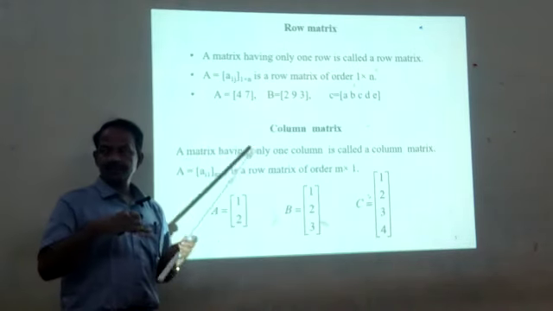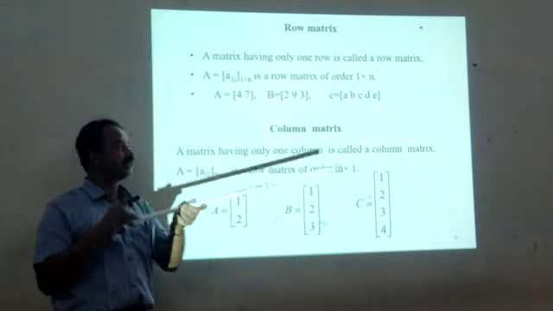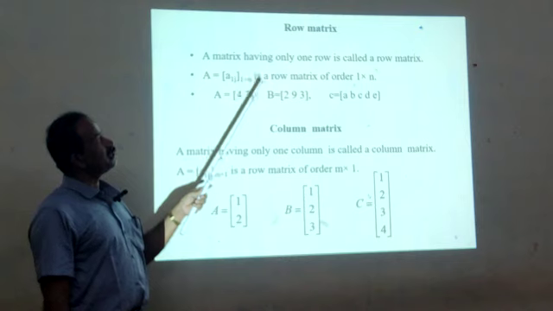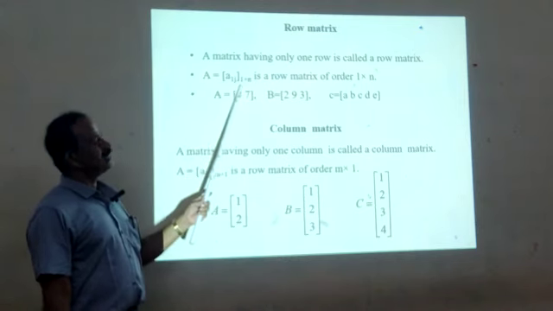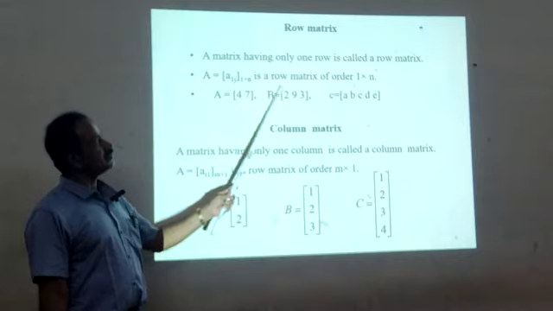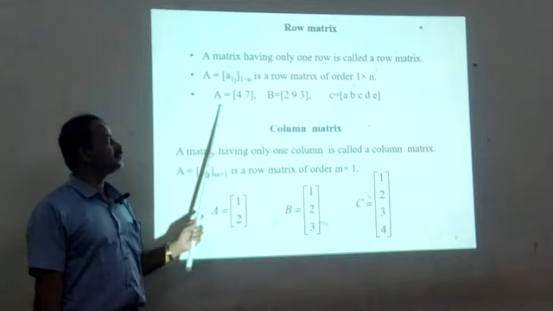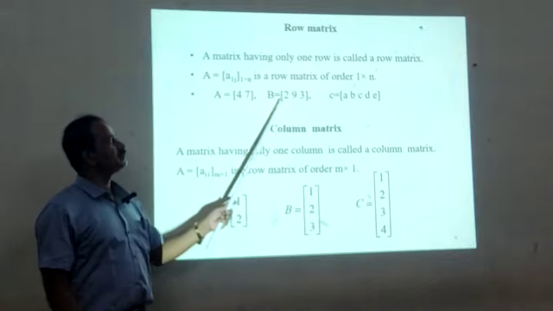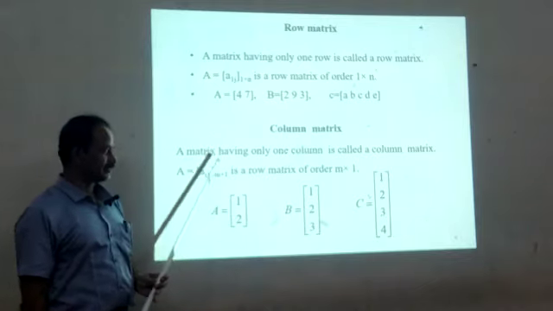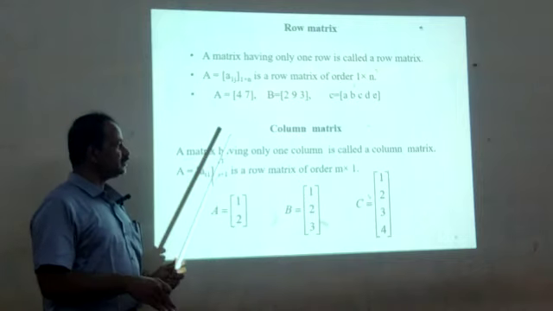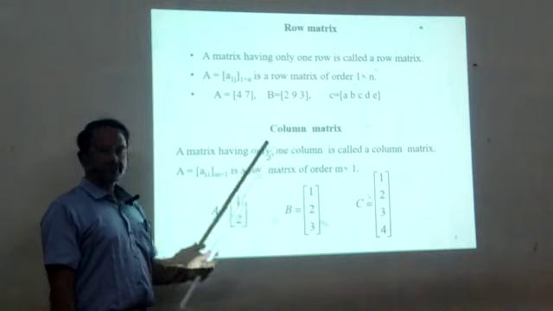In a row matrix, we have only row elements. A matrix having only one row is called a row matrix. A equals A1j, 1 by n, is a row matrix of order 1 by n. For example, these are all examples of row matrices: 4 7 2 9 3, and A B C D E. Column matrix: we have only columns. A matrix having only one column is called a column matrix.